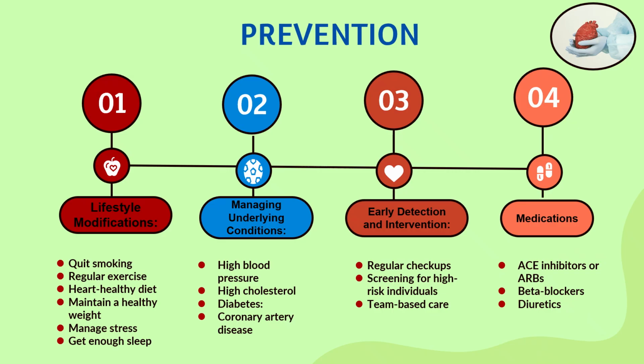Prevention. Under prevention, we have lifestyle modifications. We suggest to quit smoking, regular exercise, healthy heart diet, maintain a healthy weight, manage stress, get enough sleep. We tell them to manage underlying conditions like blood pressure, cholesterol, diabetes, CAD, and early detection and intervention, regular checkups, screening, team-based care, medications, ACE inhibitors or ARBs, beta blockers, diuretics. This is what we suggest. If needed, digitalis. So this is about prevention.